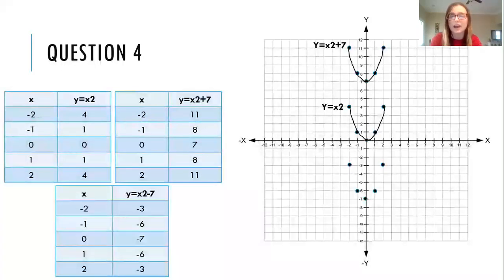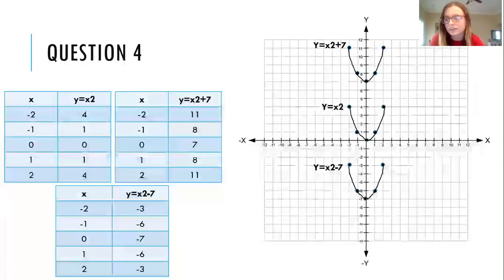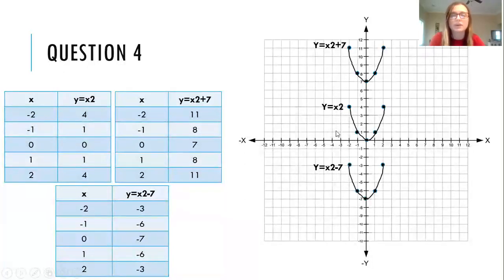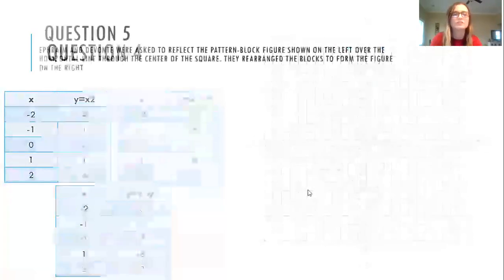And our graph, or our curve, looks like this. And as you can see, after looking at the graph, all 3 of the graphs are similar because they are vertical shifts of the exact same curve. So y equals x² minus 7 shifts downward 7 points from y equals x², and y equals x² plus 7 shifts up 7 points from y equals x². So now let's go to question 5.